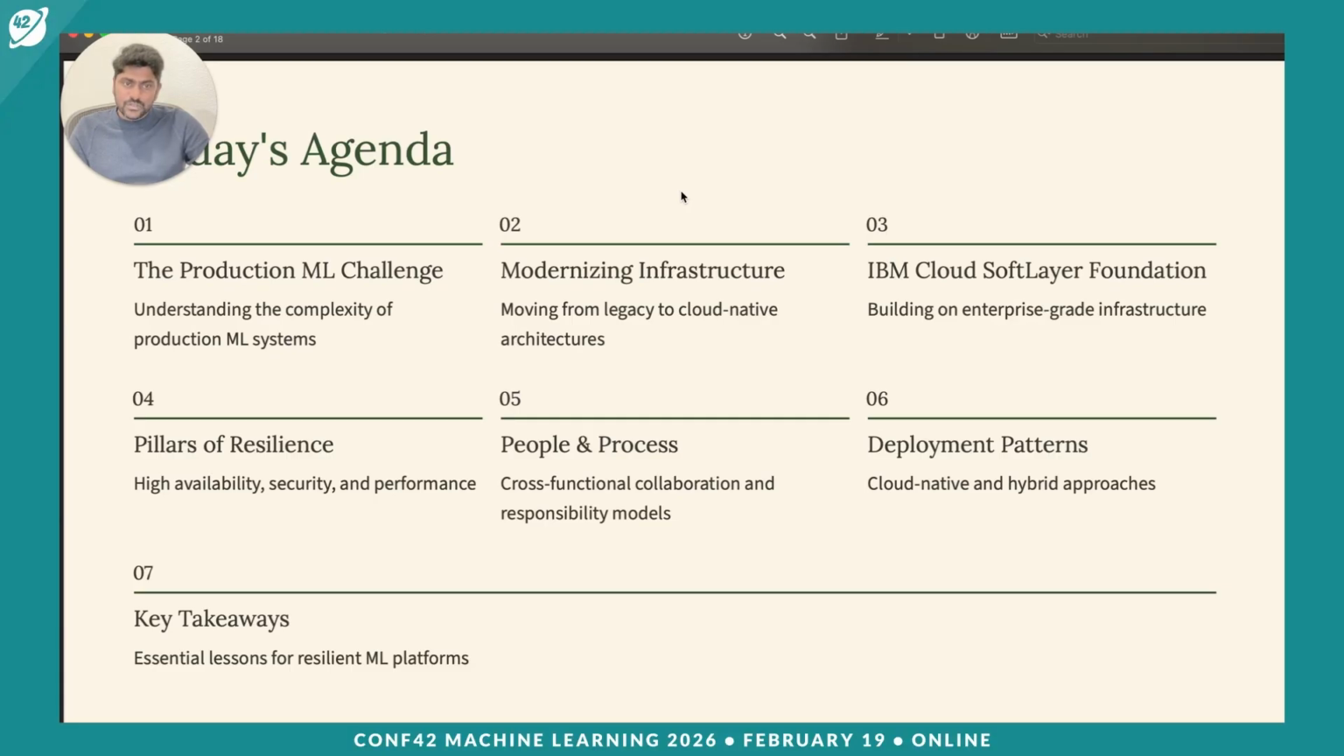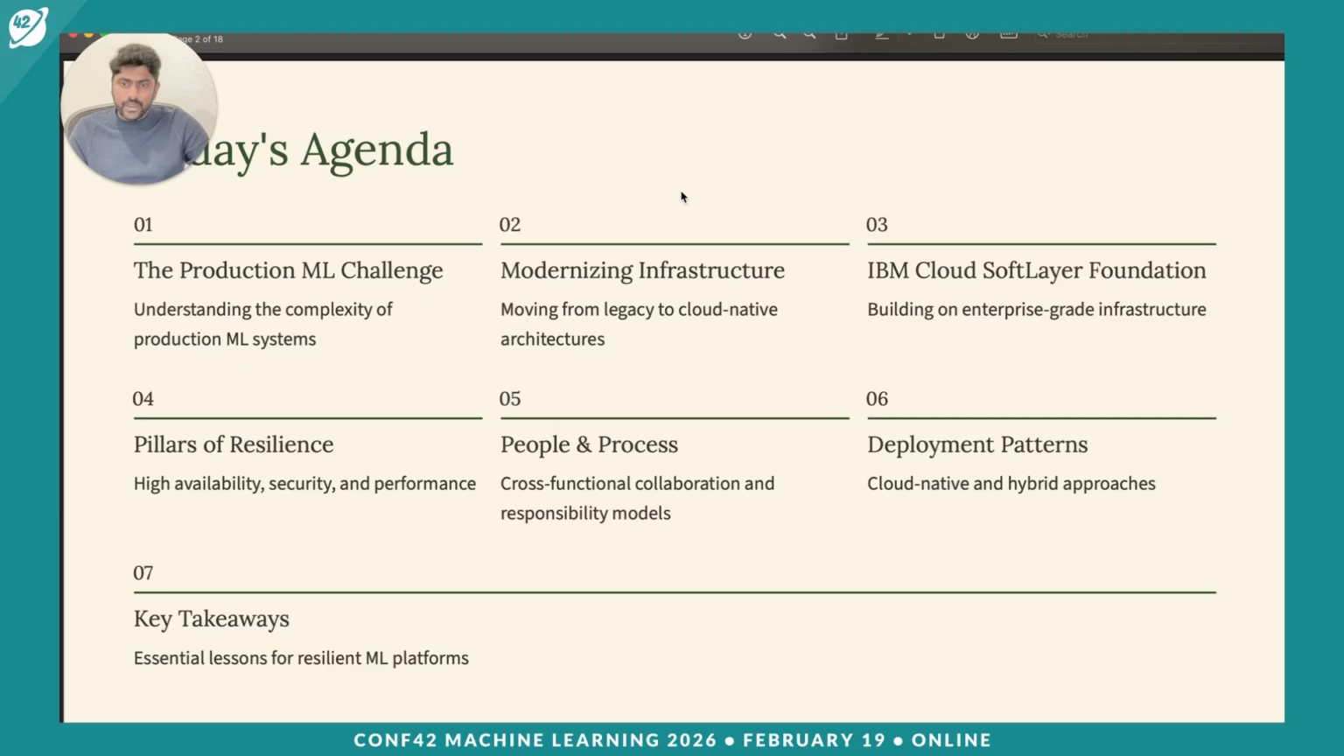And IBM Cloud SoftLayer Foundation has a good backend infrastructure which gives us good performance metrics and is resilient as well, so we can use it as an example of what it gives us. Pillars of resilience, what are those? High availability, security and performance as previously mentioned, reliability, also scalability, and zonal deployments for high availability.